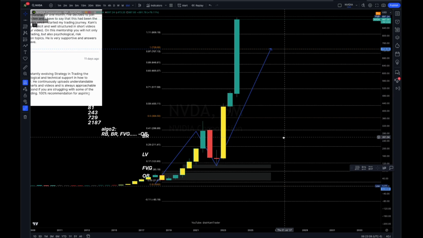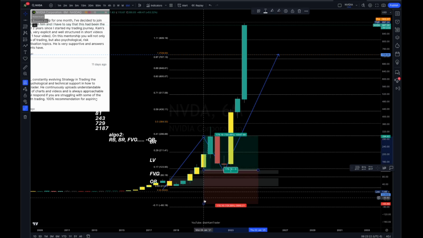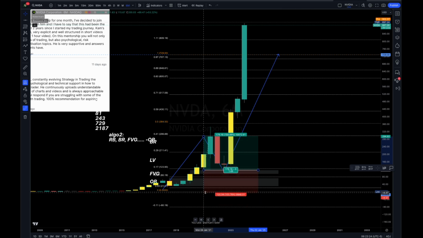So what you could have done very easily is you could have put on your long in this fair value gap. You could have had your stop at 0 if you really wanted to. Obviously you wouldn't have your stop at 0. You probably have your stop below the fair value gap candle. Okay.